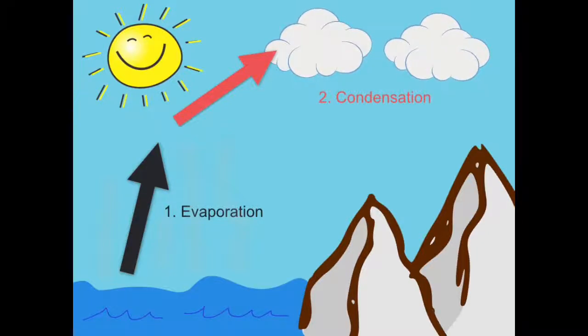From there, this water vapor condenses and forms clouds. This step is called condensation, and during this stage, the water vapor turns back into a liquid.